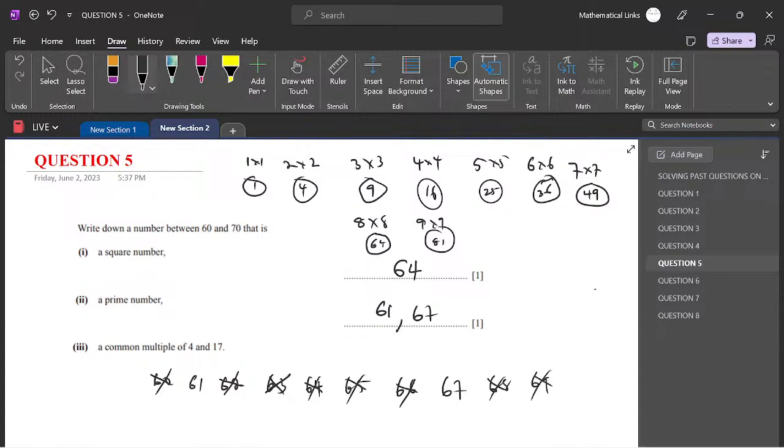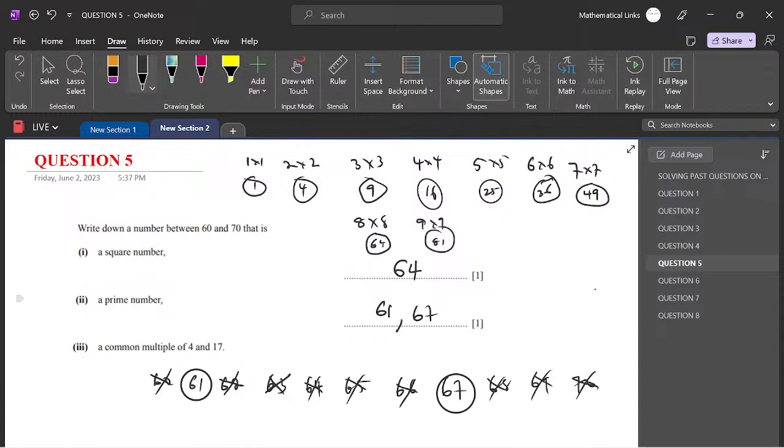69 is not a prime number. 70 is not a prime number. So that means between 60 and 70, we only have 2 prime numbers, which are 61 and 67. You can pick any of the two as your answer.